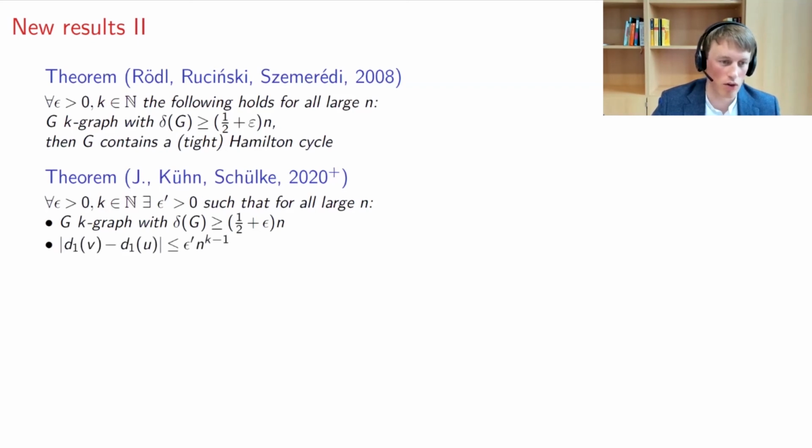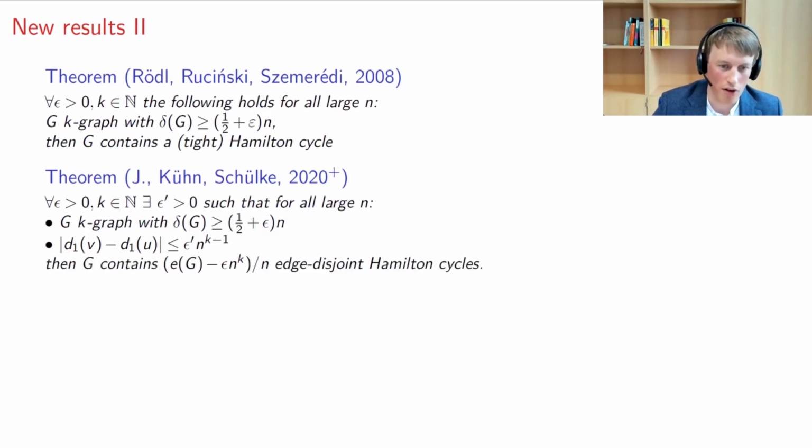And in addition, we require the following. We have that each vertex is roughly in the same number of edges. If you think, you can even take epsilon prime being 0 if you want, but we allow some error here. Then you no longer have just one Hamilton cycle, but you have an approximate decomposition into Hamilton cycles.